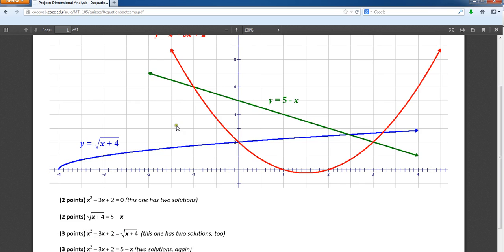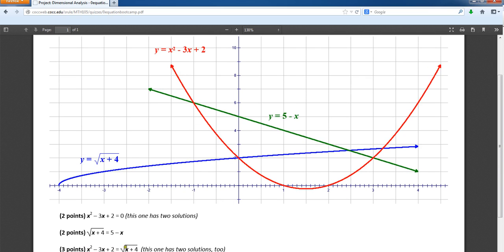This one would be a bear to solve manually. x squared minus 3x plus 2, which is the red parabola, and the square root of x plus 4. Now you can see where the solutions are. One is at 0, and one appears to be right out here at, what are we going to call that? 3.2? Yeah, we'll call that 3.2. So 0 and about 3.2.